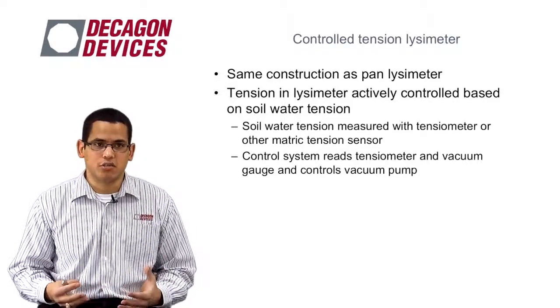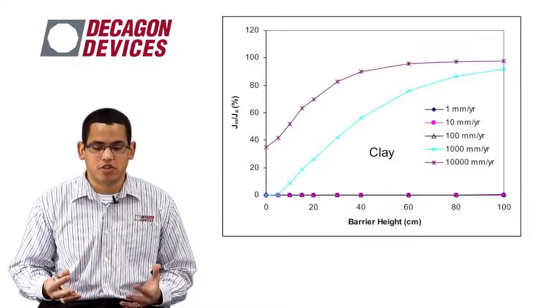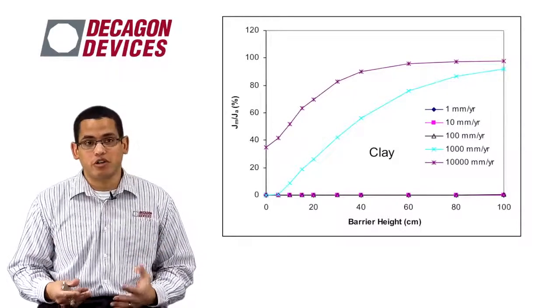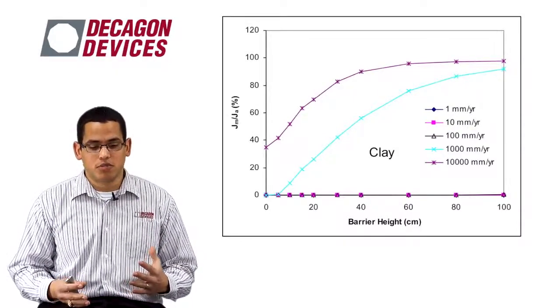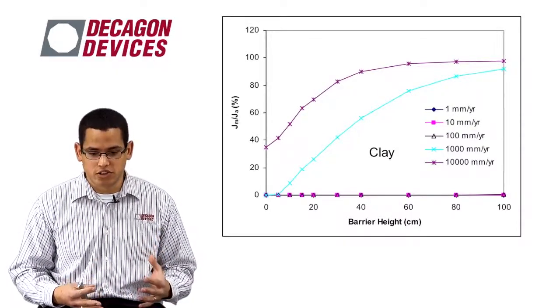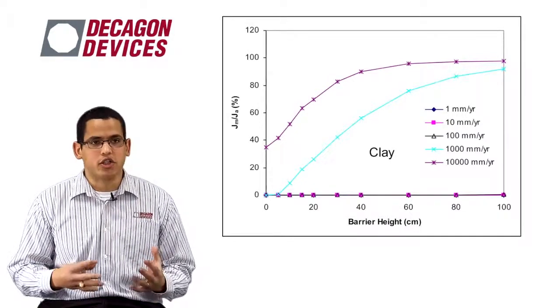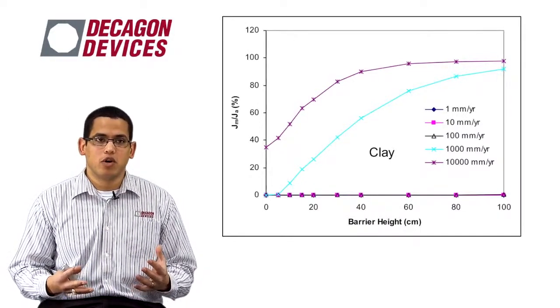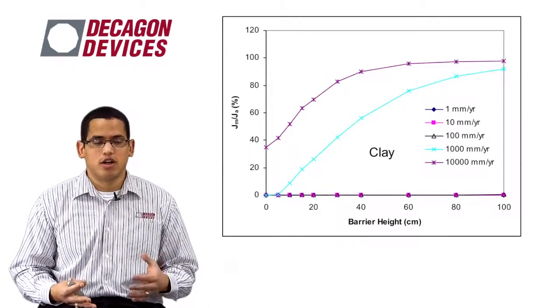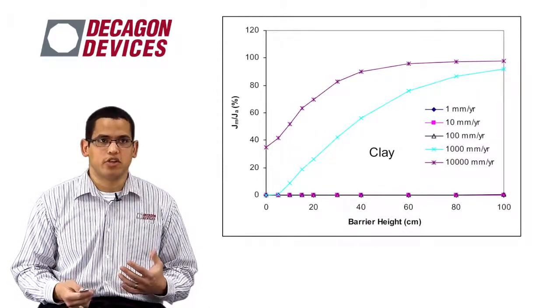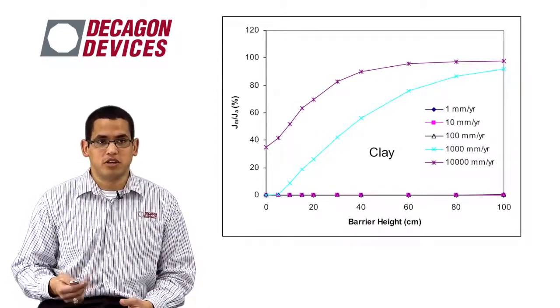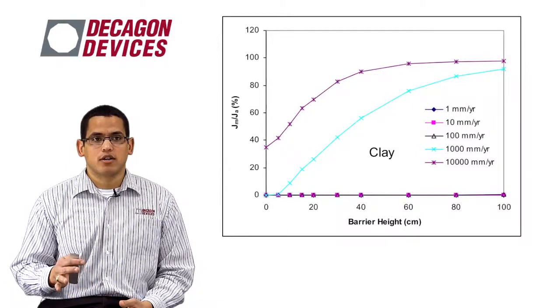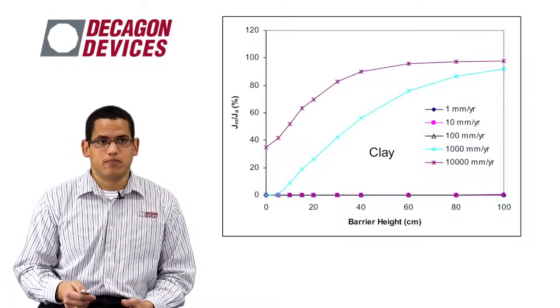So you can see that some of the issues with the static tension lysimeters is that it's not going to work well in all soil types. It's going to be more of an optimal tool for coarser textured soils, or if you're working in a finer textured soil with higher drainage rates. So something to consider when you're thinking about different methods for collecting drainage measurements.